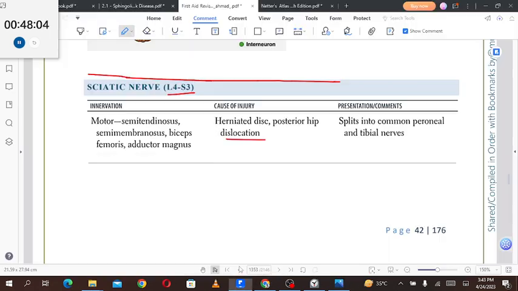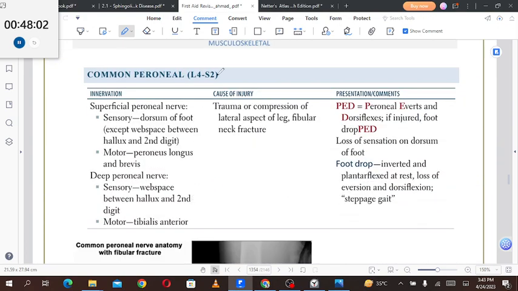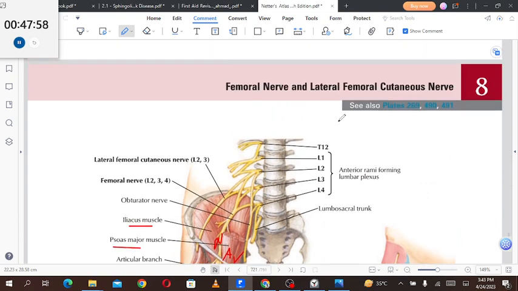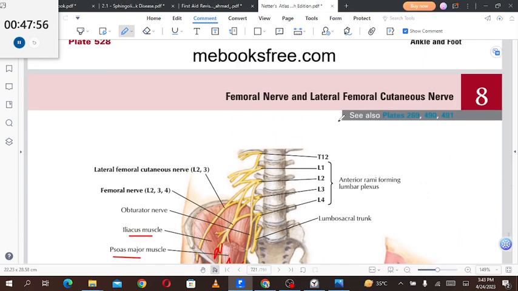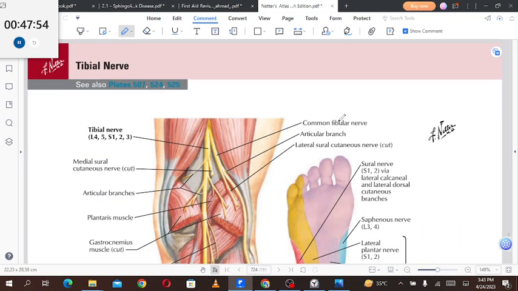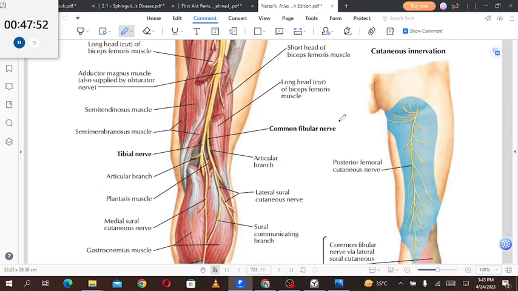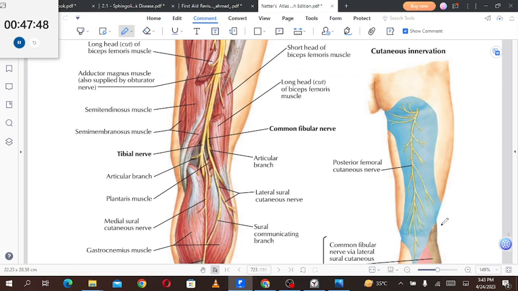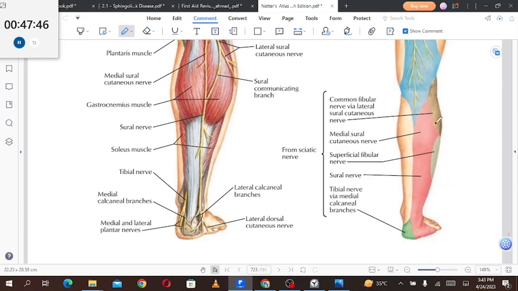So let's come back. They are saying here common peroneal nerve. Now we are going to the common peroneal nerve. Let me bring the sciatic nerve from here. Yeah, there we have the sciatic nerve. You can see that the area of supply of the sciatic nerve is the posterior leg through and through, then the lateral aspect of the leg and the lateral aspect of the foot as well, because the medial is being supplied by the femoral nerve.